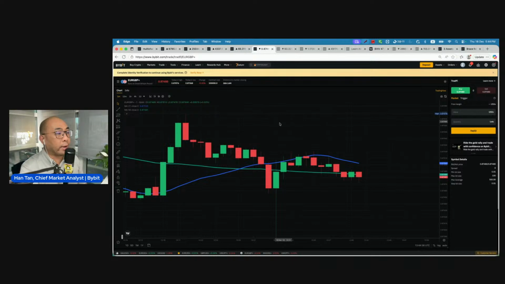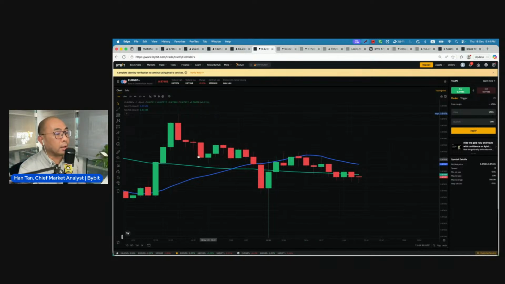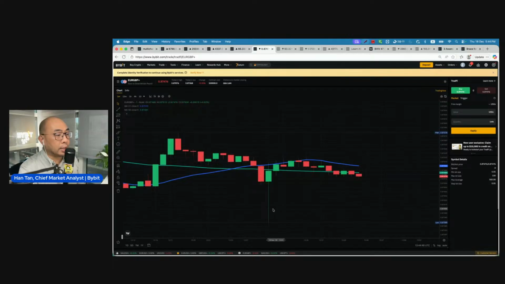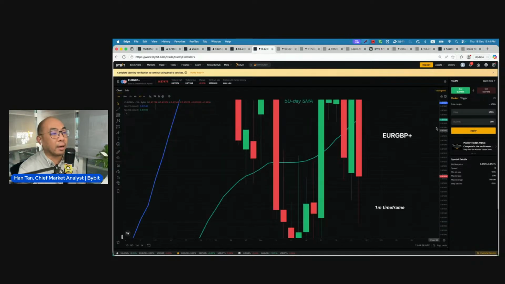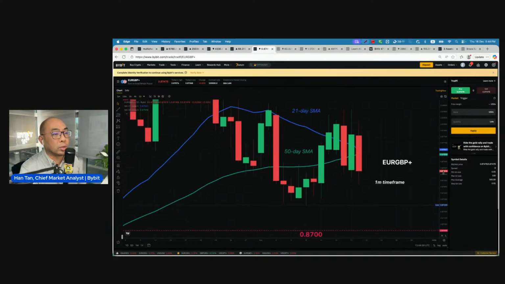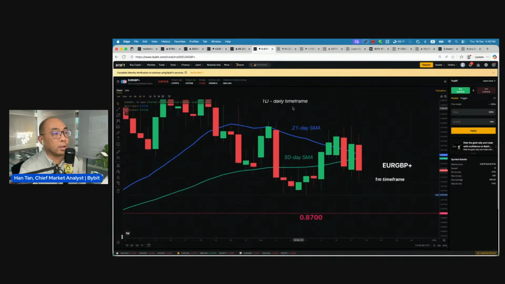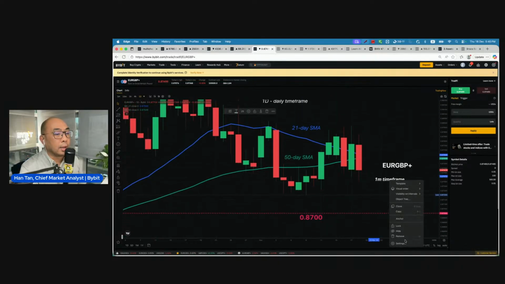EURGBP, let's see where we're at right now. Yeah, not much happening on the 1 minute time frame beyond the spike here after the ECB decision. Oh no, this was CPI, sorry. It's a big spike here, but otherwise not much, because this is the US inflation data, less pertinent to what's happening between Europe and the UK. That's why you got EURGBP.